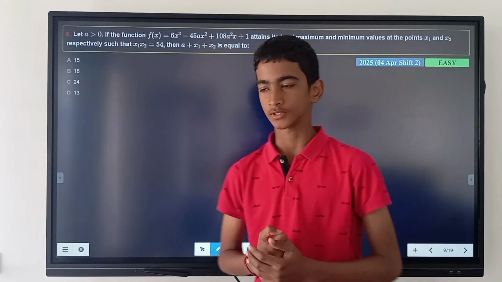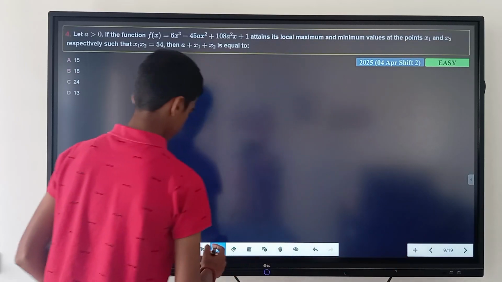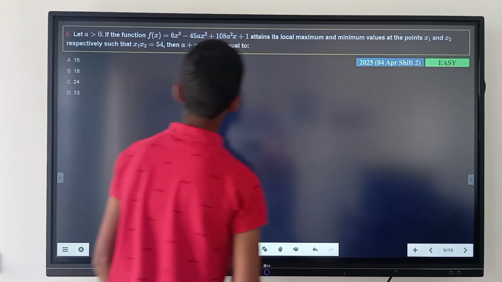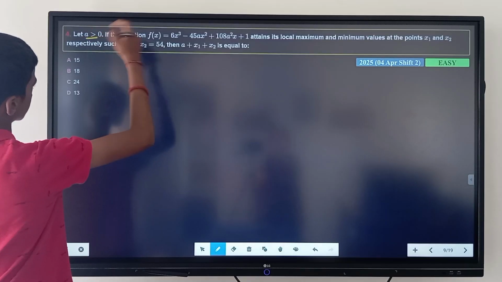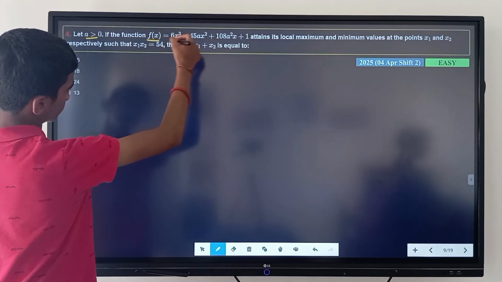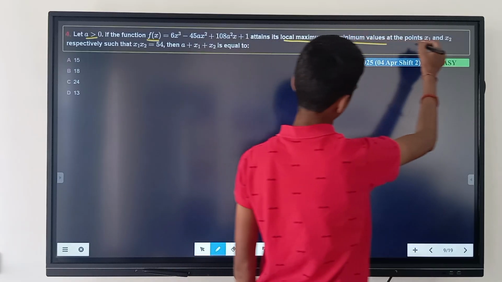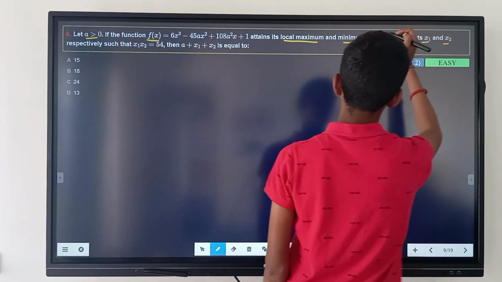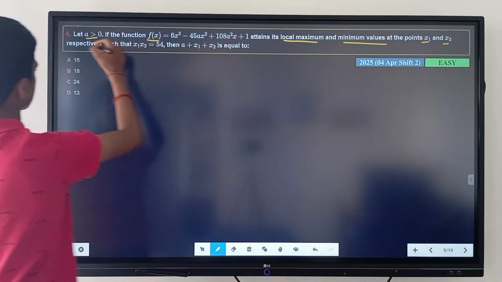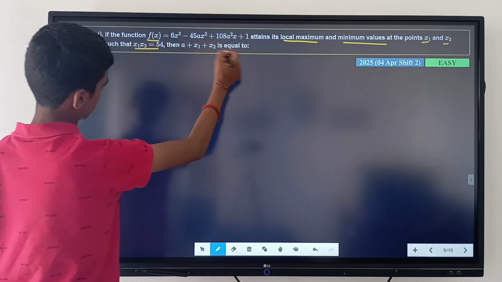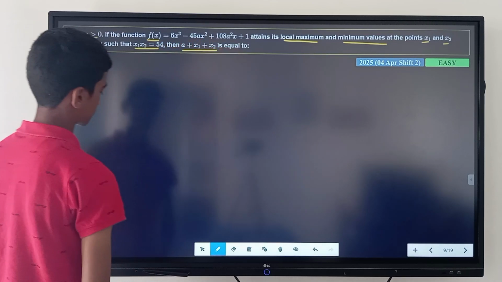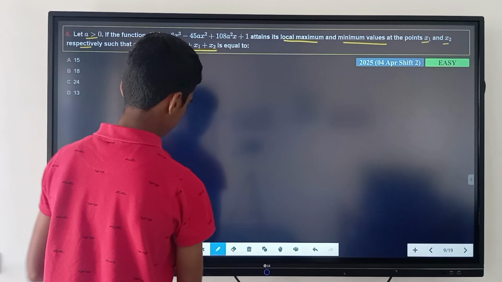Here is our next question. This time our question says, let a be greater than 0. If the function f of x attains its local maximum and minimum values at the points x1 and x2 respectively such that x1 x2 is equal to 54, then the value for this expression is equal to.